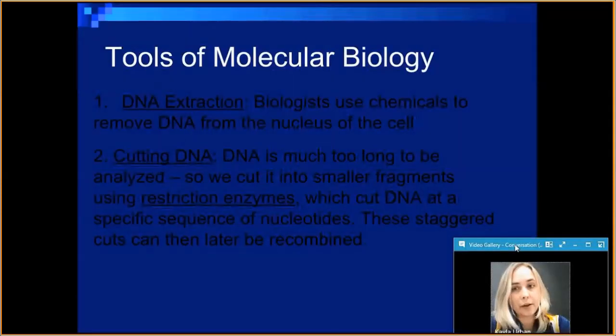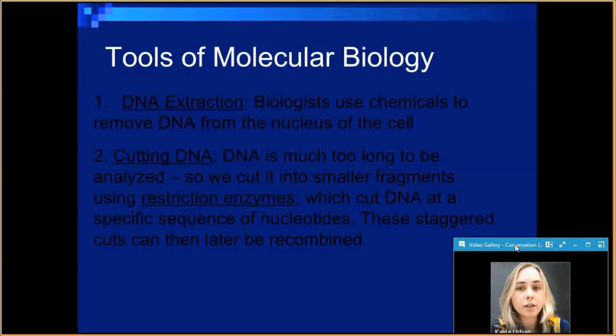Next, we're going to talk about the tools of molecular biology. The first tool is DNA extraction. Biologists use chemicals to remove DNA from the nucleus of the cell. We already did that in class when we removed DNA from strawberries, and you were able to keep some and take it home. So that was the DNA extraction lab.